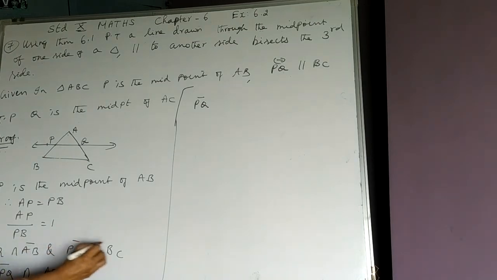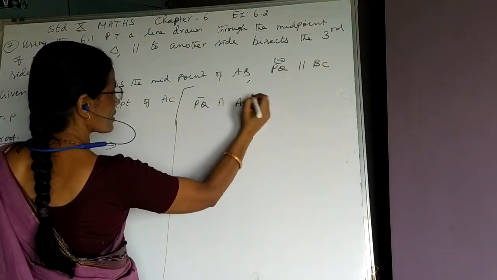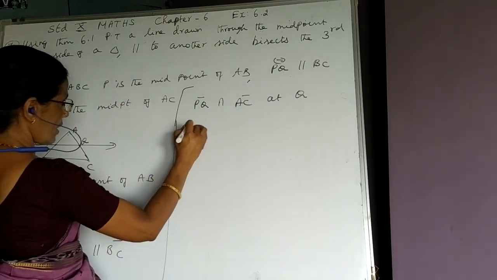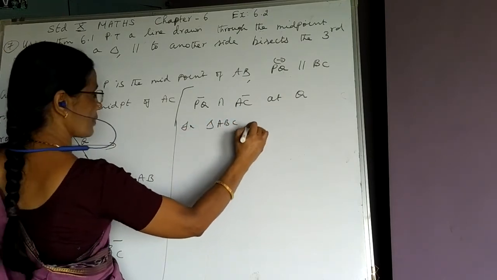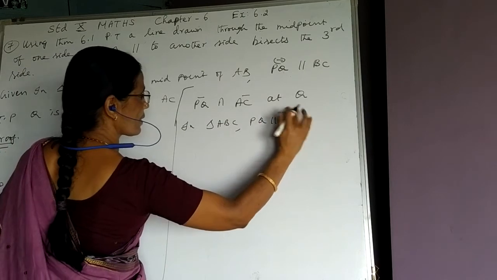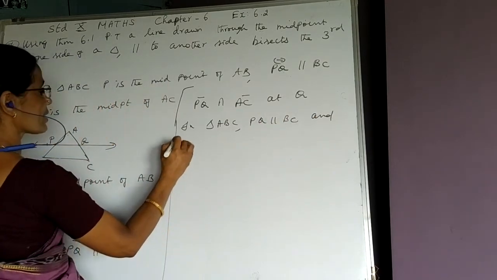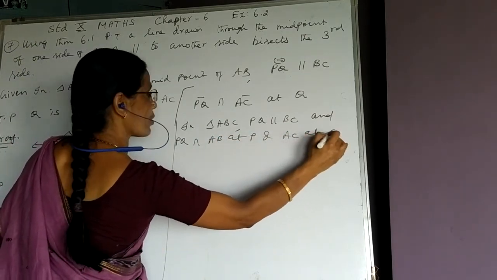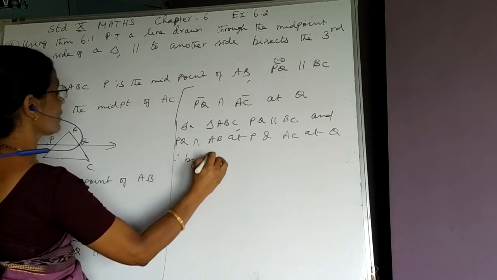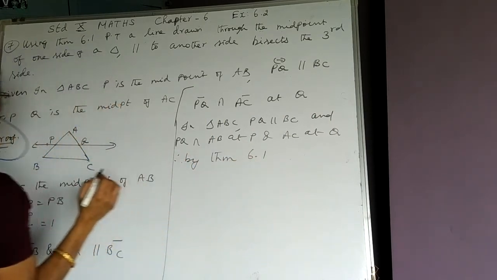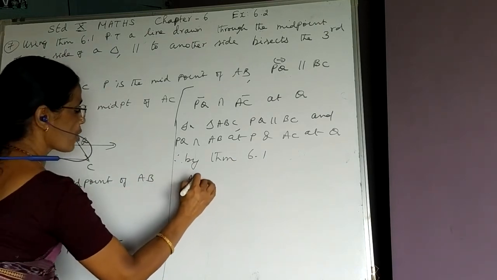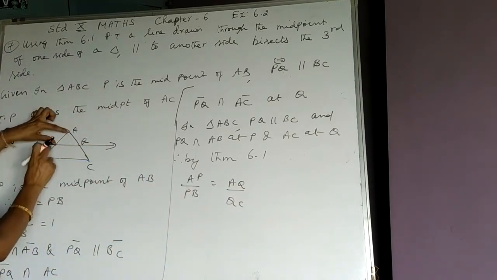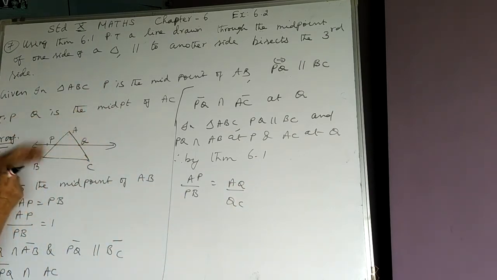They can draw line segments. PQ intersects AC at which point? At the point Q, right? So in triangle ABC, this PQ is parallel to BC and PQ intersects AB at P and AC at the point Q. Therefore, by theorem 6.1, that is BPT theorem, AP upon PB is equal to AQ upon QC.